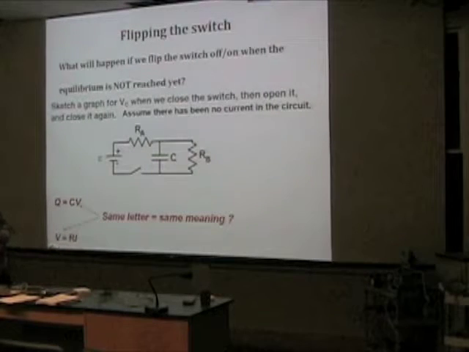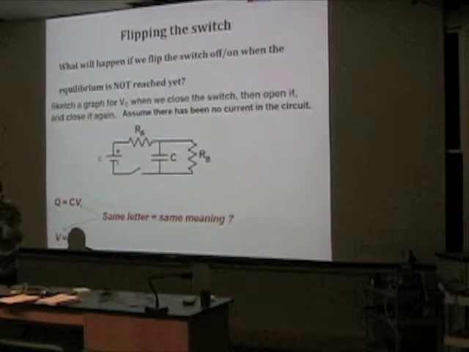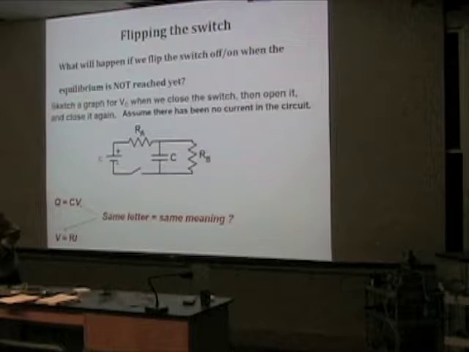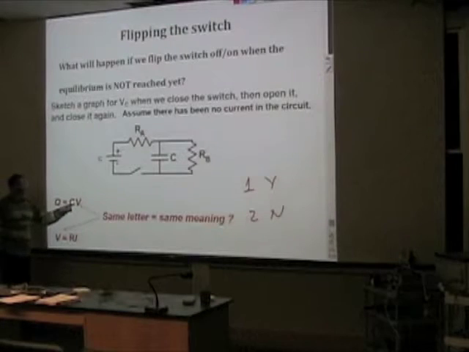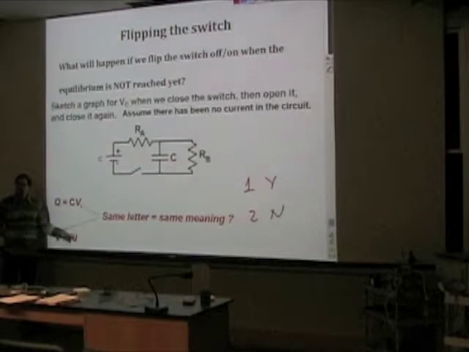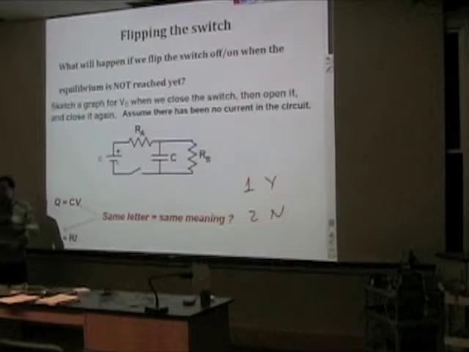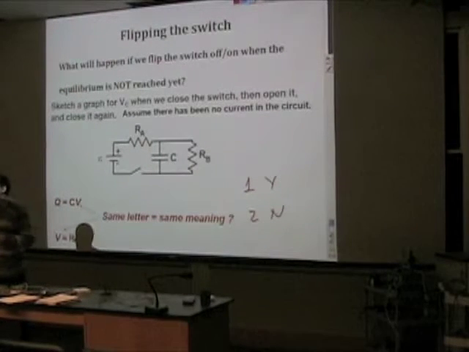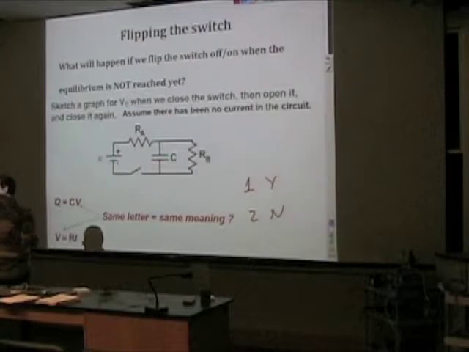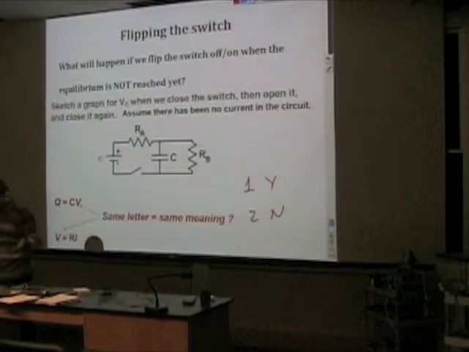Actually, that's one more question to you. Q equals C times V. V equals R times I. Same letters. Does it mean they represent the same physical variables? If you think yes, press 1. If you think no, press 2.